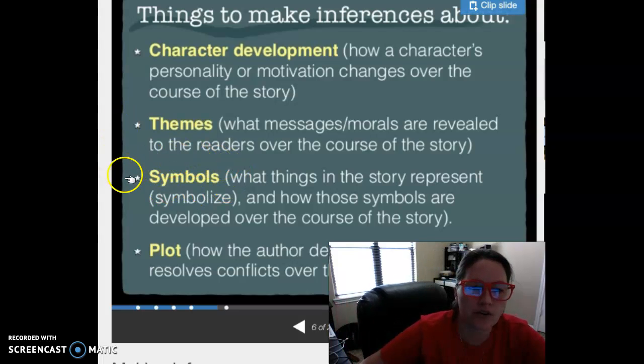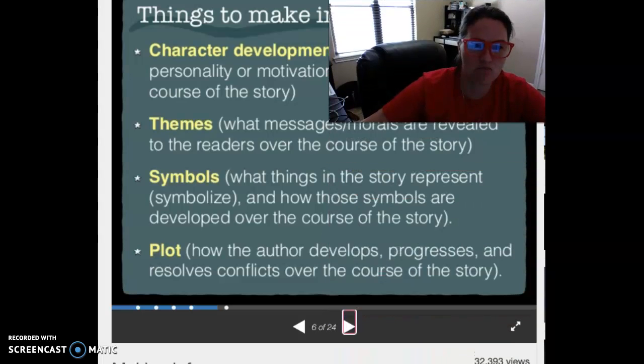Another factor here is symbols. Think about what things in the story represent or symbolize and how those symbols are developed over the course of the story. Lastly, plot: how the author develops, progresses, and resolves conflicts over the course of the story.